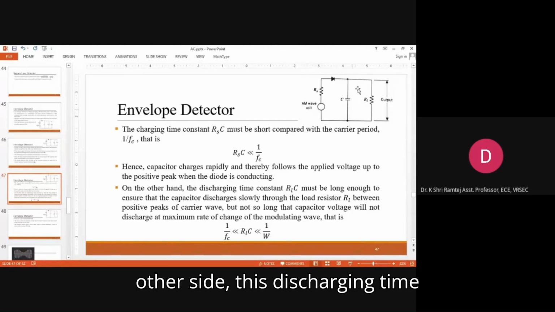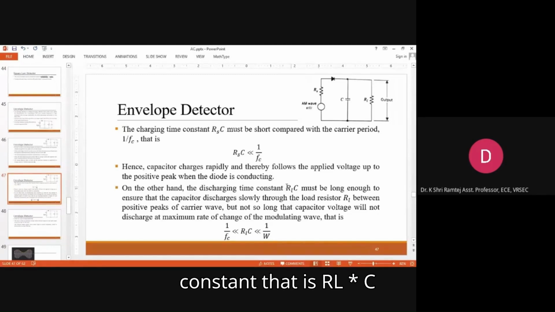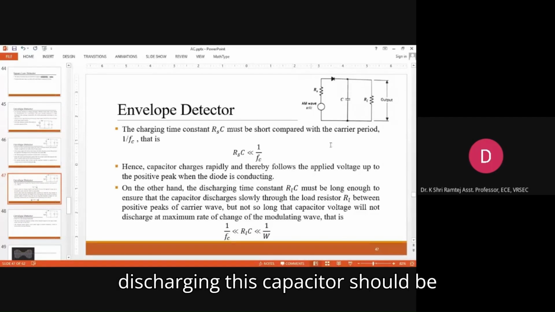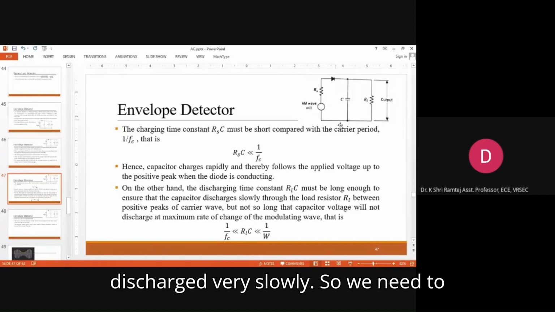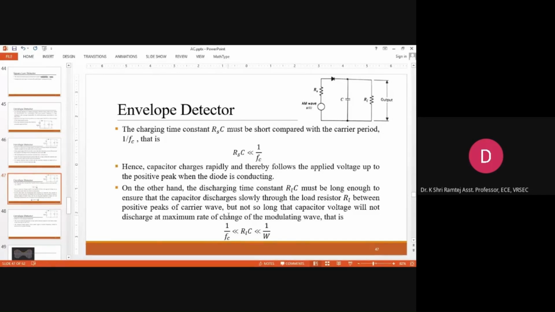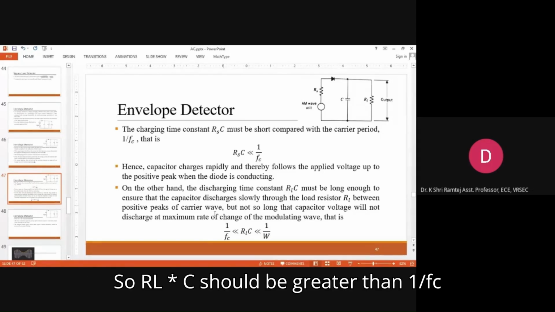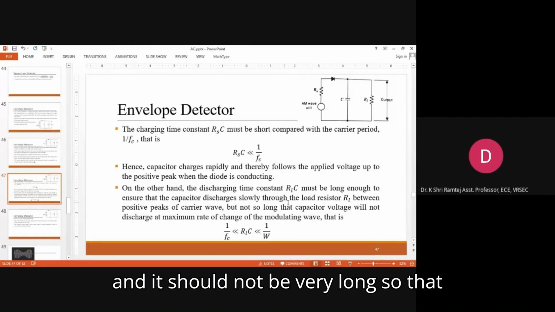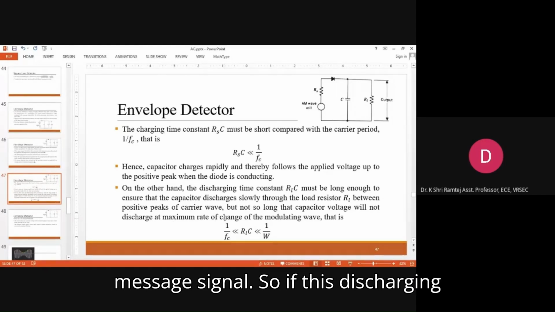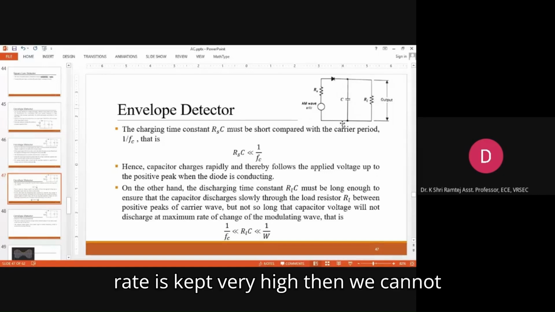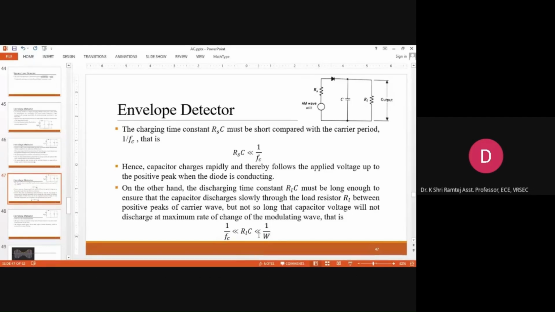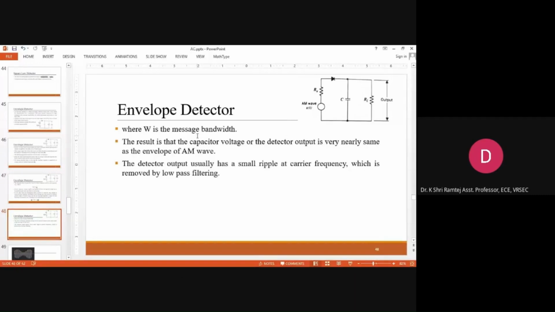On the other side, the discharging time constant, RL into C, must be long enough to ensure that the capacitor discharges slowly. So we need to make sure that RL into C is large when compared to the carrier time period. RL into C should be greater than 1 by Fc, but it should not be very long, otherwise the capacitor will not discharge at the maximum rate of the modulating wave or message signal. If the discharging rate is too slow, we cannot track the message signal. So it should be less than 1 by W, where W is the bandwidth of the message signal.